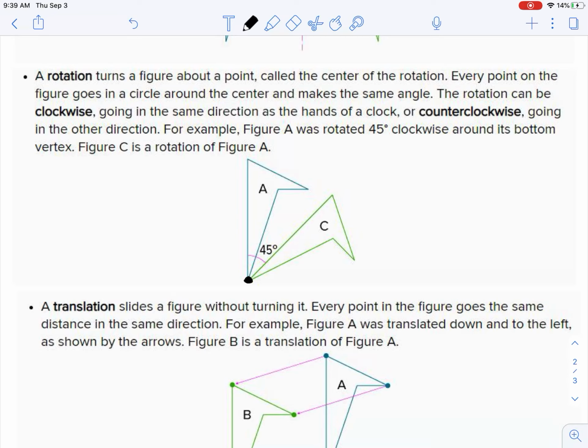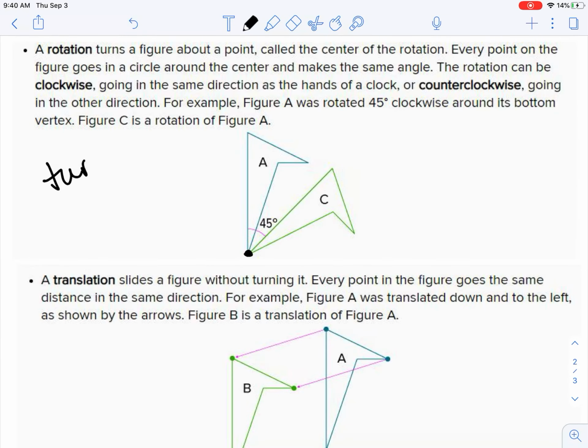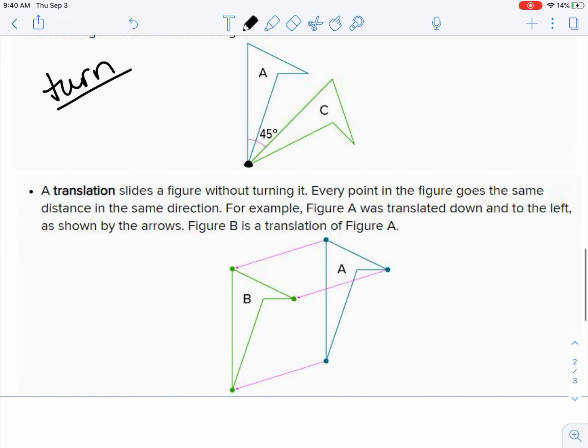Figure C is rotated off of figure A. So if we measured the degree of change, it would be 45 degrees no matter what point we would be looking at from A to C. It would be a 45-degree rotation. And that would just be a turn. That was our less mathematical word, to rotate or turn.